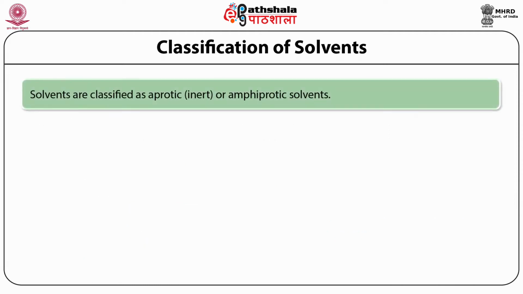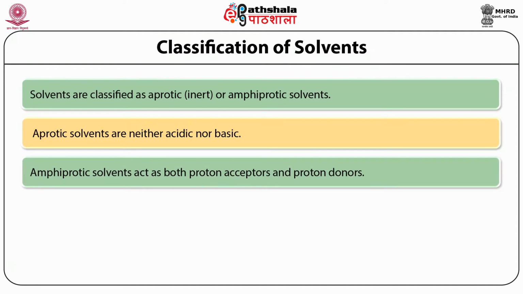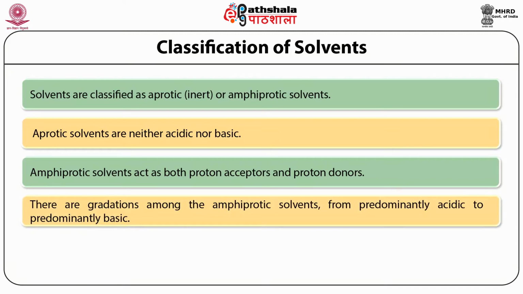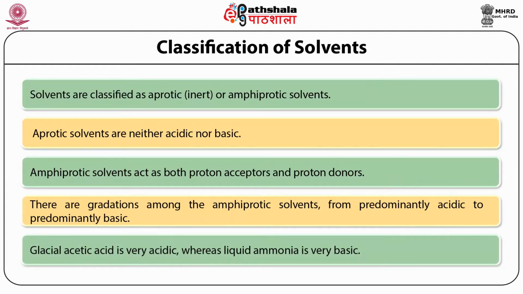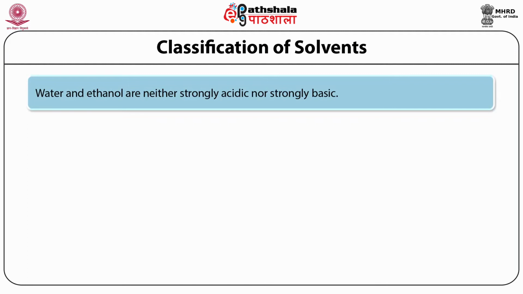Solvents are classified with respect to acid-base properties as either aprotic or amphiprotic solvents. Aprotic solvents are neither acidic nor basic. Amphiprotic solvents act as both proton acceptors and proton donors. There are gradations among the amphiprotic solvents from predominantly acidic to predominantly basic. Glacial acetic acid is very acidic, whereas liquid ammonia is very basic. Water and ethanol are neither strongly acidic nor strongly basic.